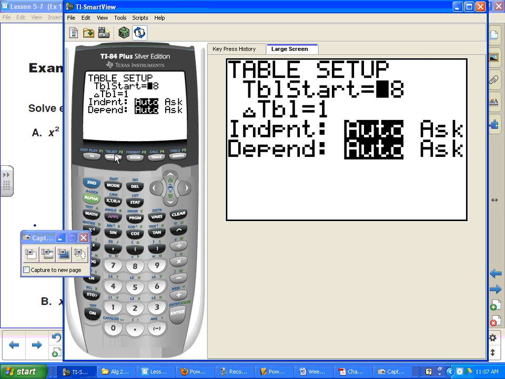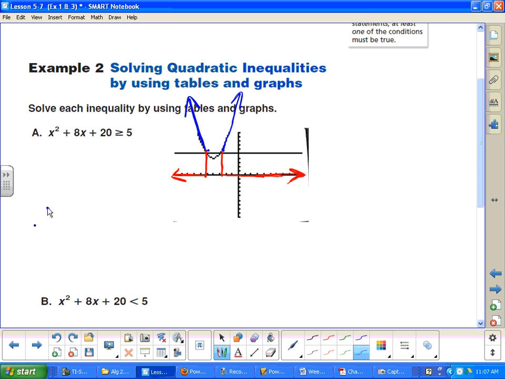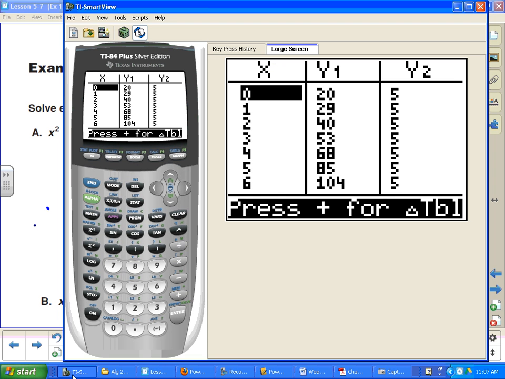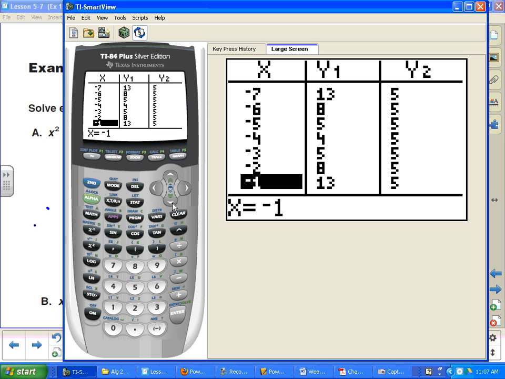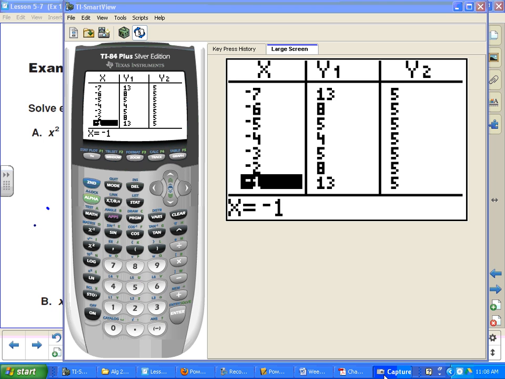And if your numbers are way off like mine, if you go to second window, that's the table setup, and you can go back to 0 here. Now I know these numbers are in the negative, so I need to go approximately -3, -5. So go up here. All right, so we can see from this table that the x values at -3 and -5 show the y values at 5. So we know that those are the main x values we need to look at.